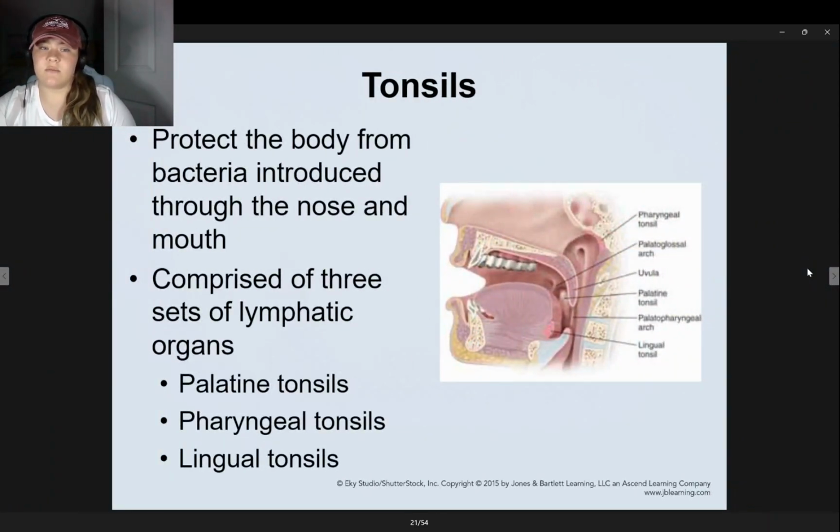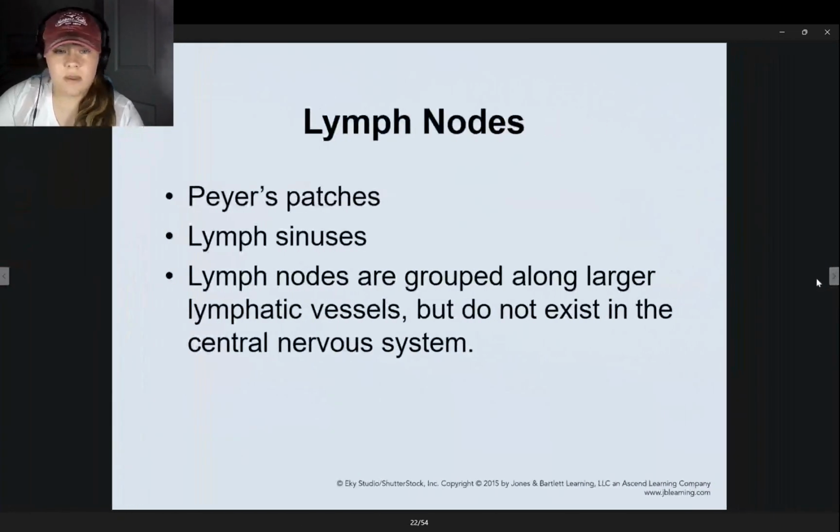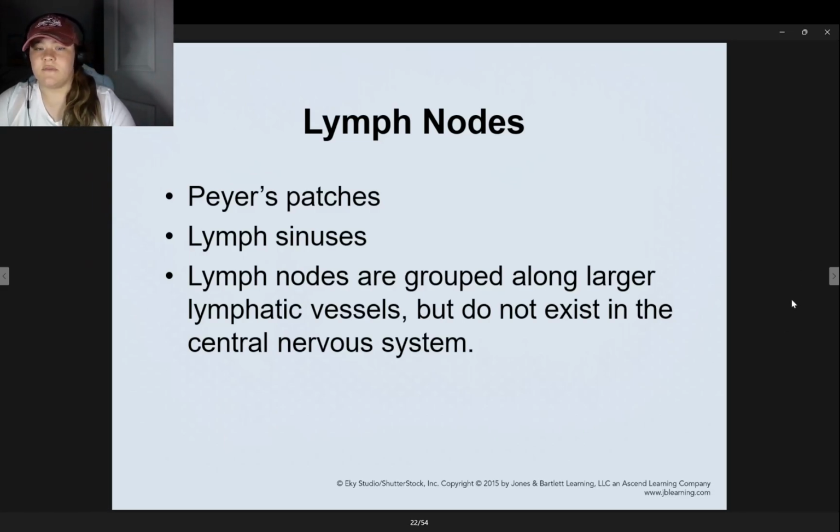Tonsils protect the body from bacteria introduced through the nose and mouth. They're comprised of three sets of lymphatic organs: the palatine tonsils, the pharyngeal tonsils, and the lingual tonsils. You can see here where they're located. You've got Peyer's patches, lymph sinuses, and lymph nodes, generally grouped along larger lymphatic vessels, but they do not exist in the central nervous system.